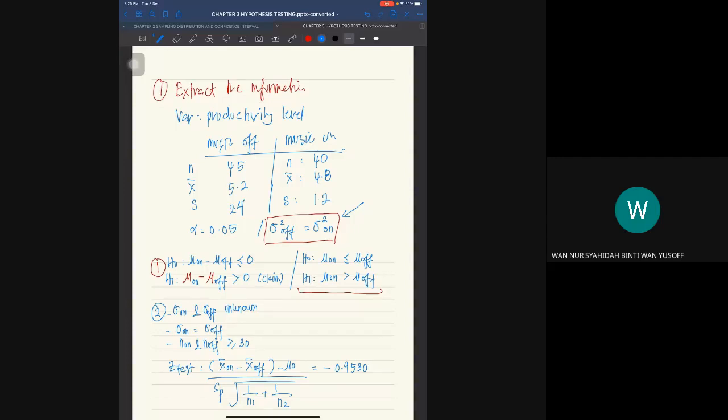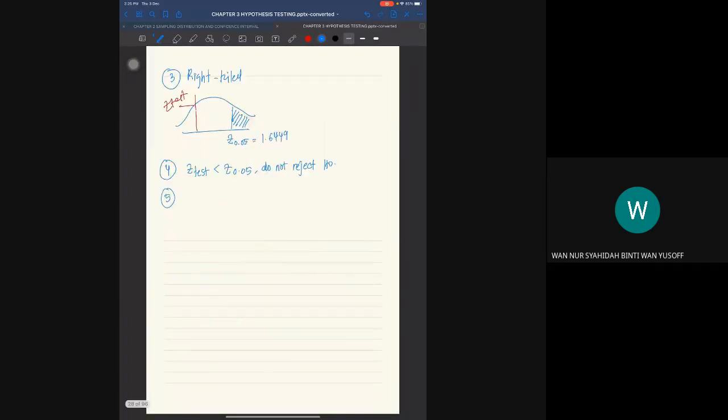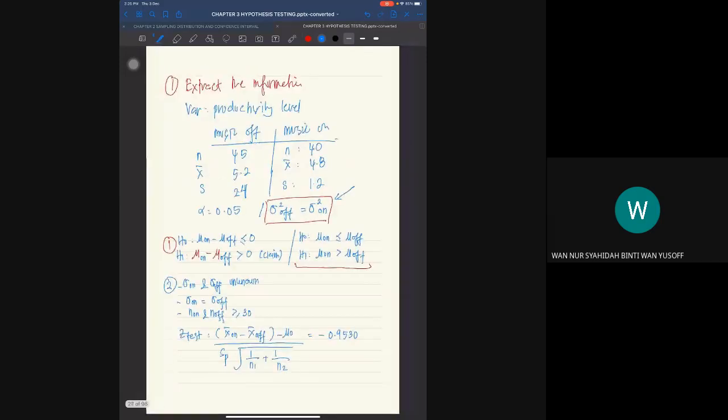Conclusion, we have to discuss what happened to the claim, isn't it? So here, do not reject H null. So what happened to the claim? We reject the claim, okay? Do not reject the H null means that we support the H null here, the statement of H null. So we reject H1. Because the claim is at H1, then we also reject the claim.